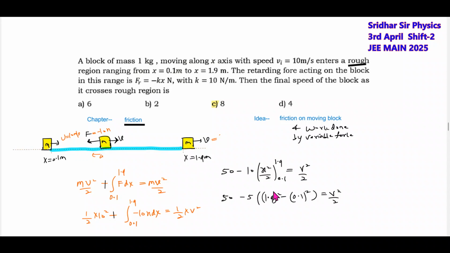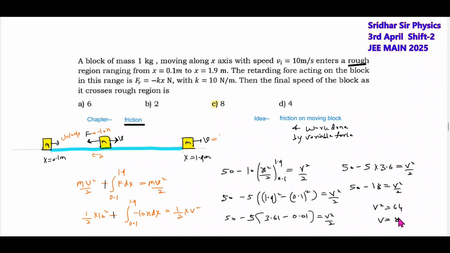So a little bit of calculation, there's no other way in the exam, you should be very good. 1.9 whole square is 3.61, minus 0.1 square, 0.01, so 3.6. 50 minus 3.6 into 5, that will be 18, so 32... v square by 2, or v square equal to 64, v equal to 8 meter per second. Calculations you should be very good.